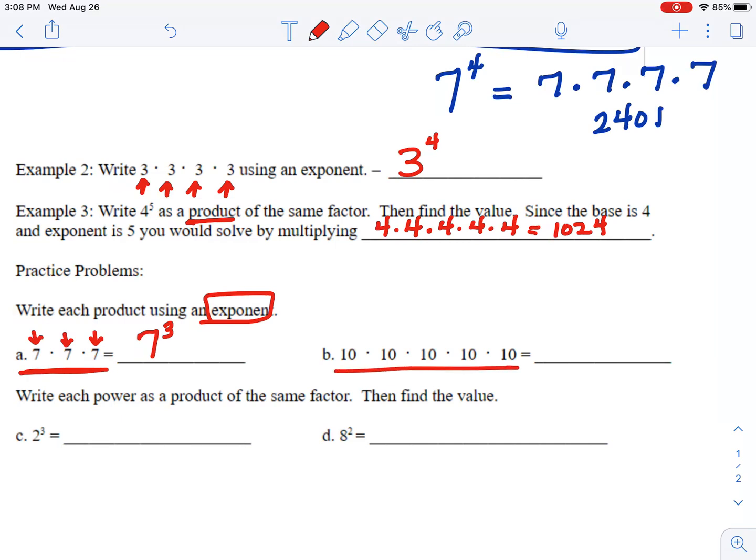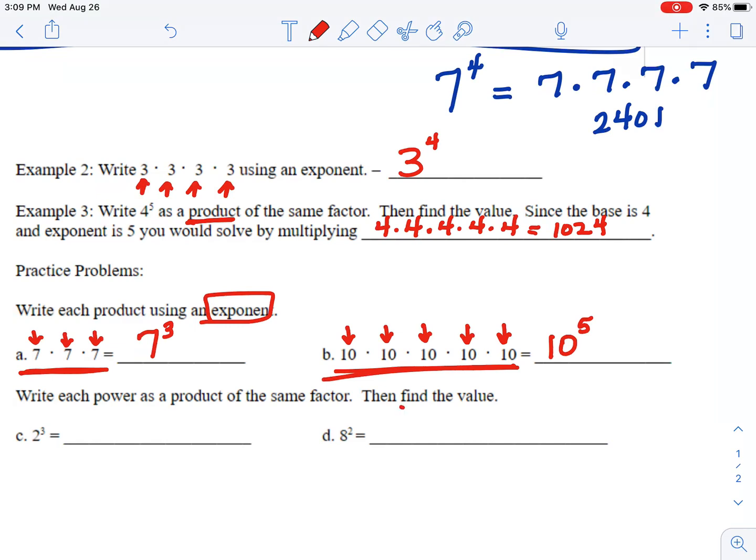Okay, what's being multiplied over and over here? 10. So 10 would be my base. 1, 2, 3, 4, 5 of those. So 5 would be my exponent.